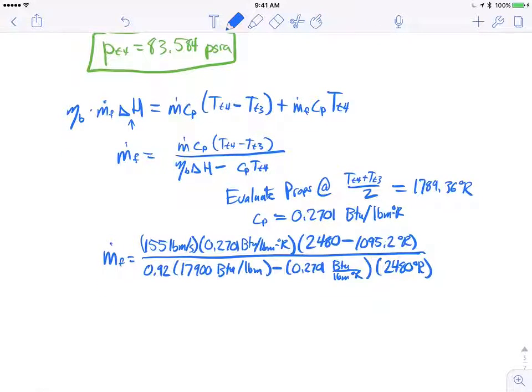And so checking our units, of course the Rankine will cancel out, and then everything will be in terms of pounds mass, or we'll have BTU per pound mass in the numerator and denominator, and we'll be left with units of pound mass per second here. So we can say the mass flow rate of fuel will equal 3.661 pounds mass per second of fuel.